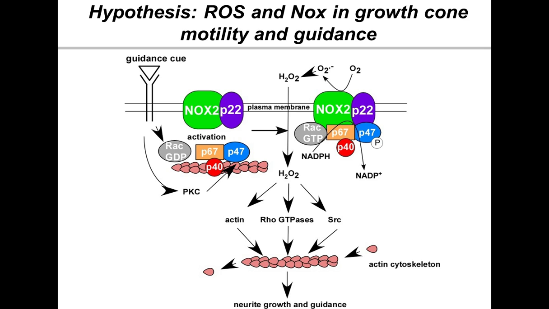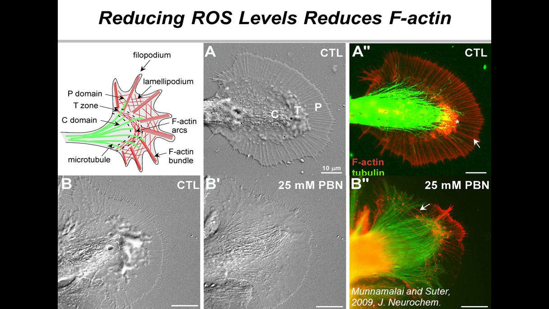This quickly converts into hydrogen peroxide, either on its own or by enzymatic reactions. And then hydrogen peroxide can interact and react with the cell surface, but also go back into the cell through channels. Inside the cell, hydrogen peroxide can modify a number of proteins, possibly signaling molecules such as SRC, cytoskeletal proteins such as actin, which ultimately changes the dynamics and the organization of the actin cytoskeleton. So that's our hypothesis. Now let's look at some data in this part of the talk.